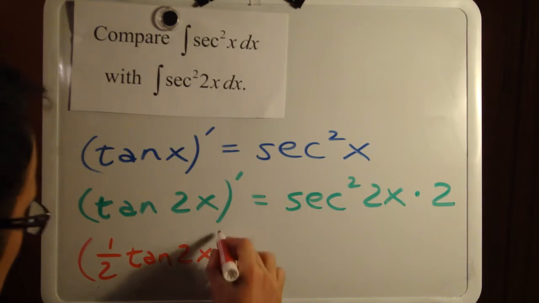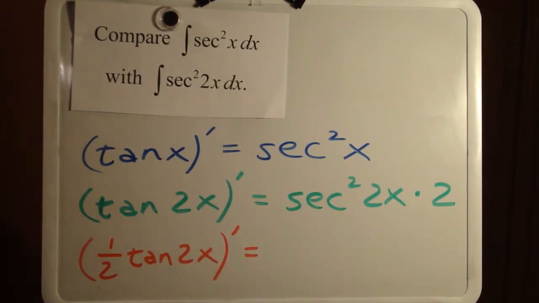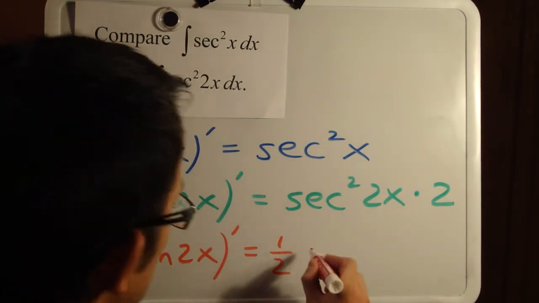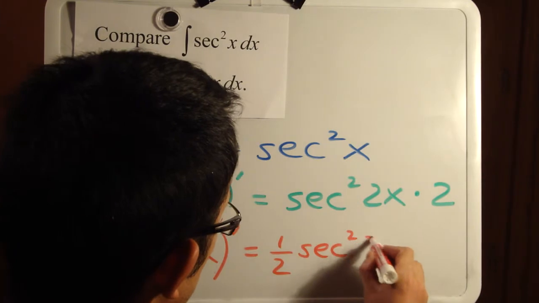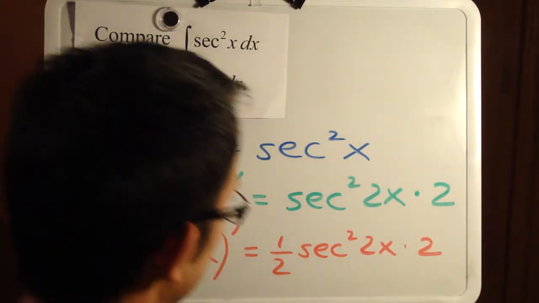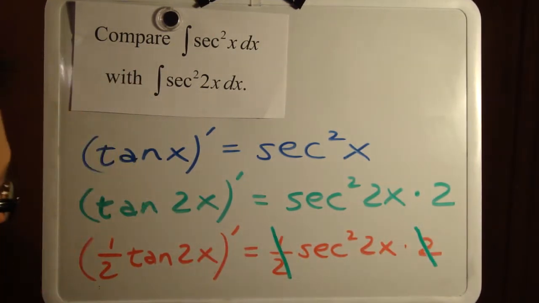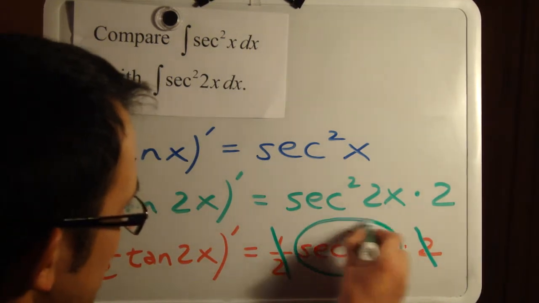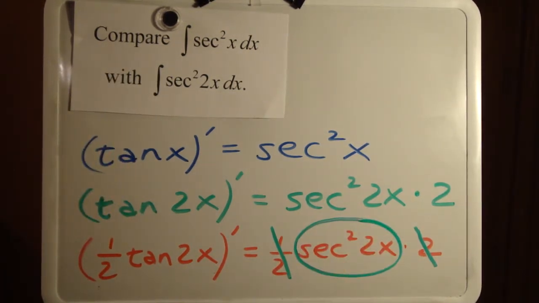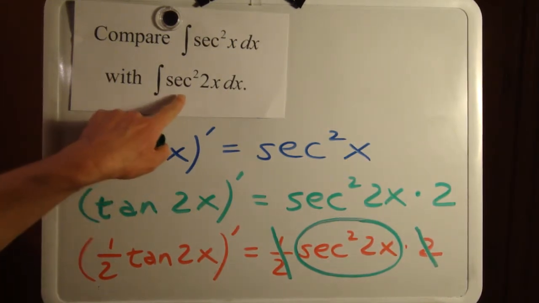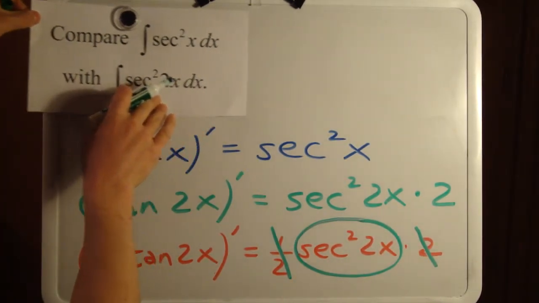So we're going to differentiate this. If we differentiate this function, the 1/2 is a constant multiple. And then tangent 2x, we already know that's going to give us the secant squared of 2x, and then times the 2. And so what you'll notice here is that the 1/2 and the 2 pair up. And so these will disappear, and what we end up with is exactly what we want. So we have found a function whose derivative is exactly secant squared of 2x, and that answer would be 1/2 tangent of 2x. So then to answer this bottom question, we could just express it this way.